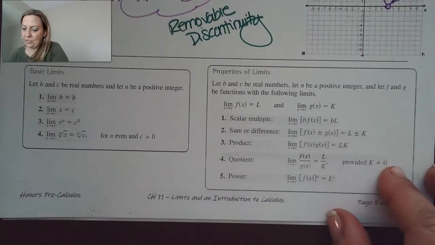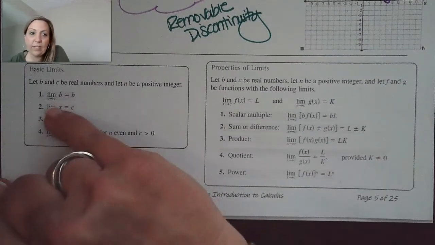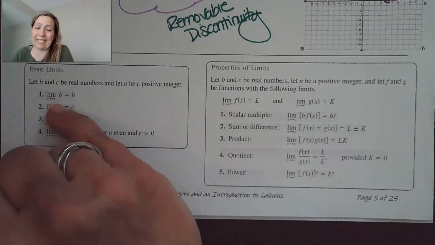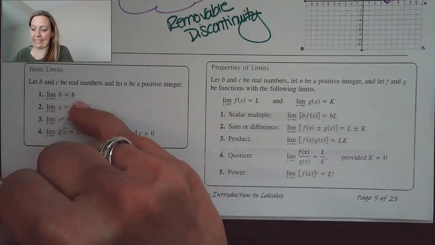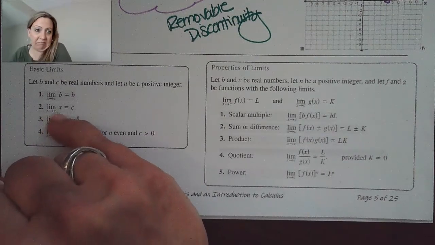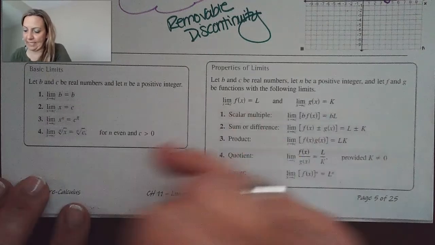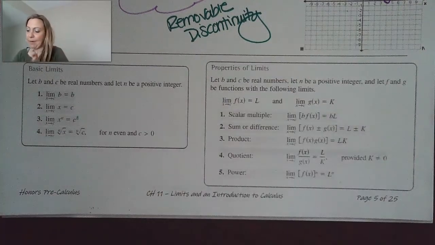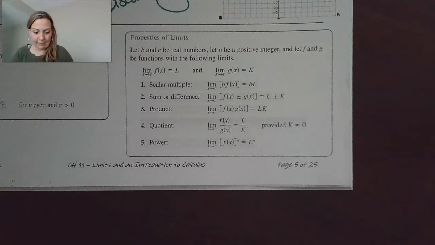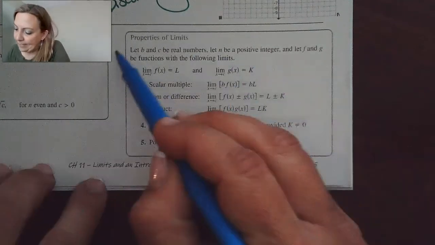Again, these are pretty intuitive. If you have the limit as x goes to c of b, like a constant, that's just going to be that constant. If you have the limit as x goes to c of x, that's just going to be the value c. So there are these basic limit properties, or just some basic limits. And then these are the properties of limits that we're going to take a look at.